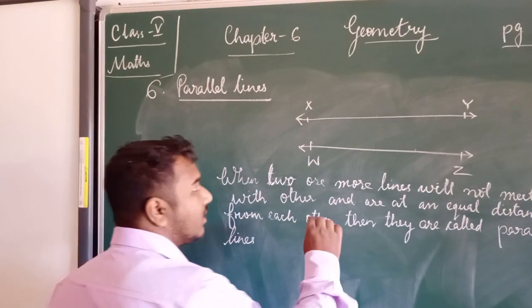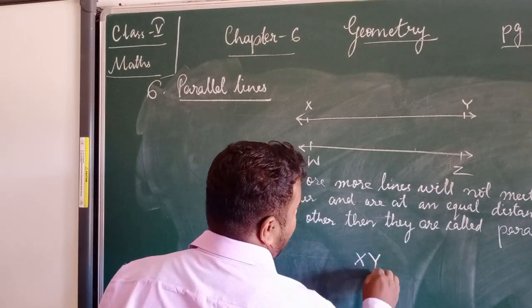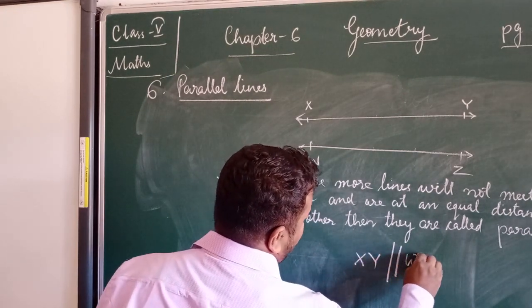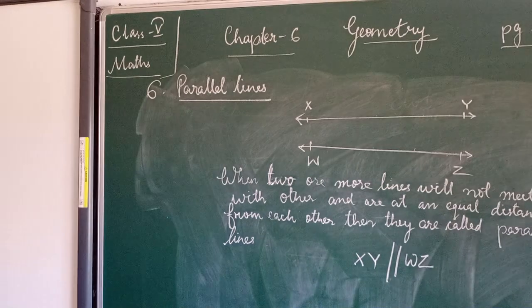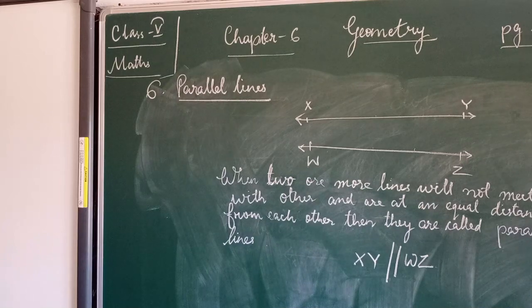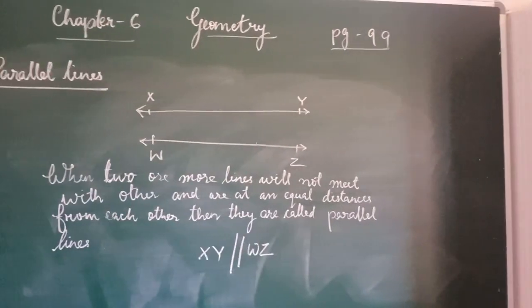So how can we write this? XY is parallel to WZ. Like this we have to write them: XY is parallel to WZ.